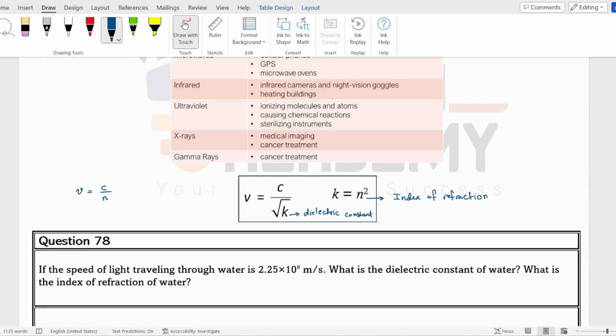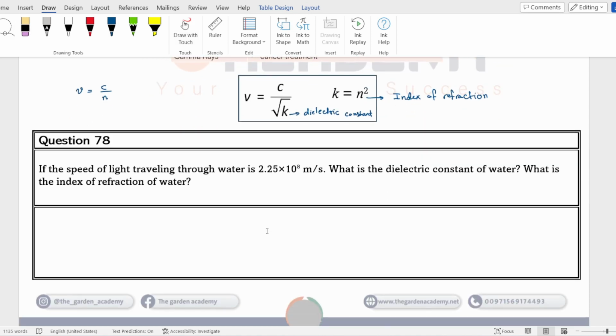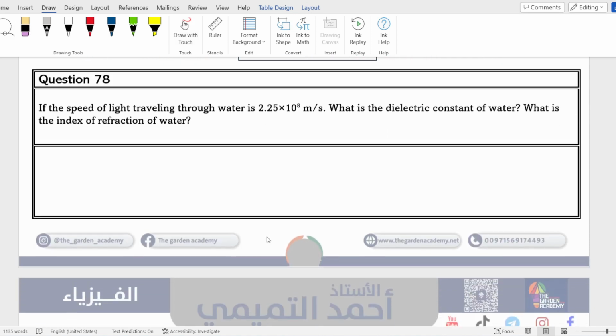Directly. ليش؟ لأنه بما أنه الآن القانون c over the square root of k, if we take the square root for both sides, the square root of k is equal to n. But we can substitute in terms of اللي هو square root of k, we can put n. So again it becomes v equals c over n. Anyway, let's see how we can use this equation to solve the problems mentioned in the coverage.